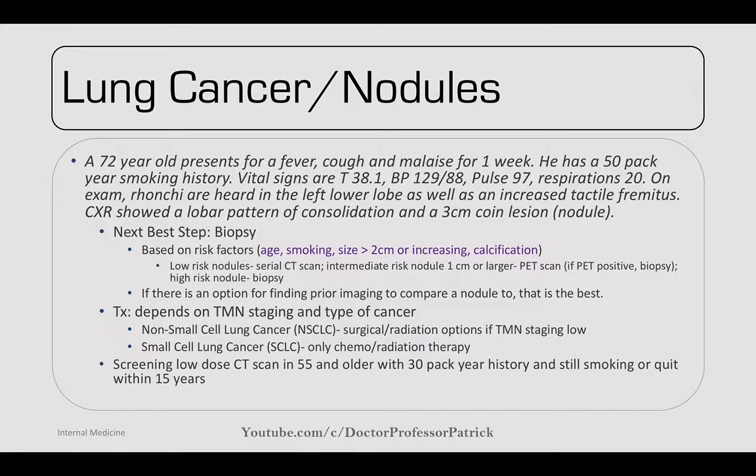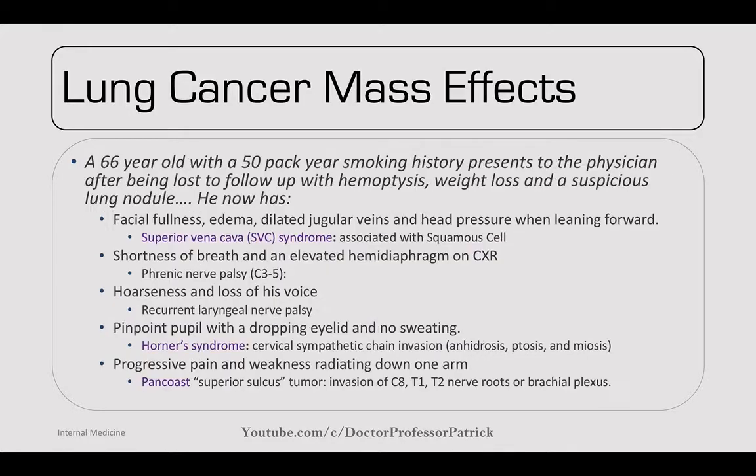So you can divide up cancers into non-small cell lung cancers and small cell lung cancers. For your non-small cell cancers, surgical and radiation options are available if the TNM staging is low. And small cell lung cancer, the only option is chemoradiation and immunotherapy. So screening low-dose CT scans you can do in 55 and older with a 30-pack year history, and they still smoke or they quit within 15 years. This is important to possibly diagnose it at an earlier TNM stage.